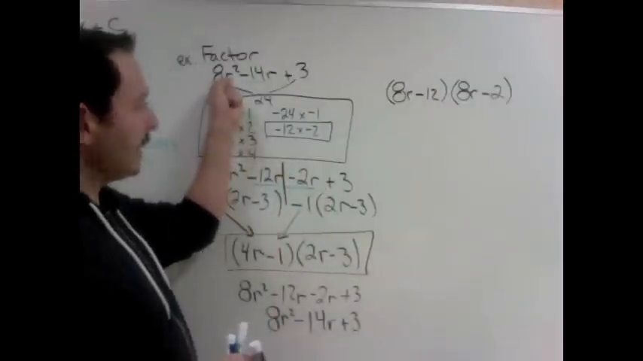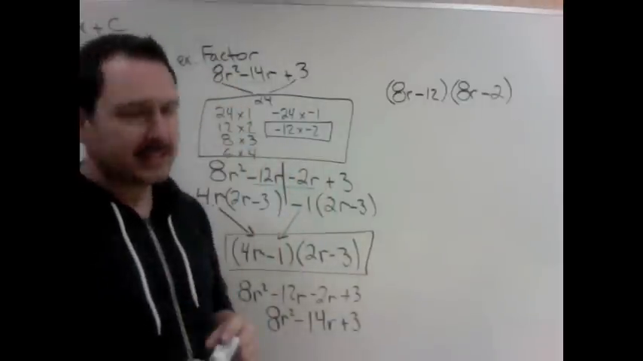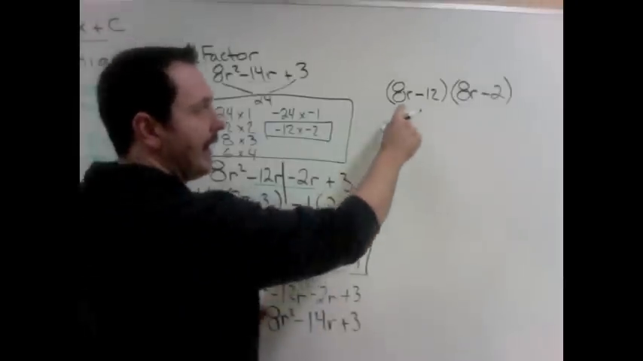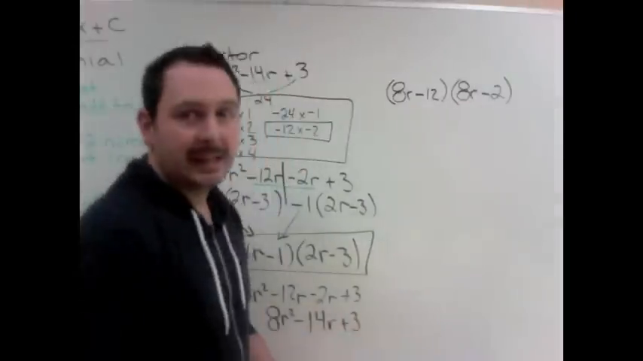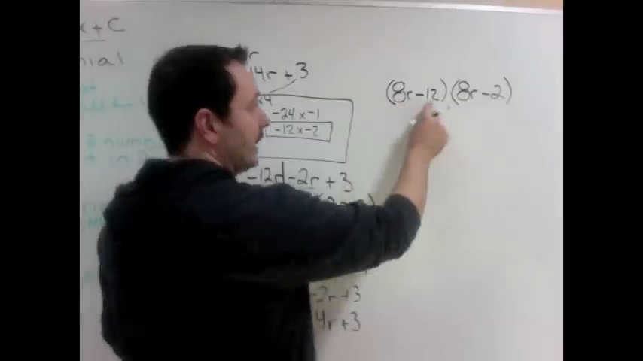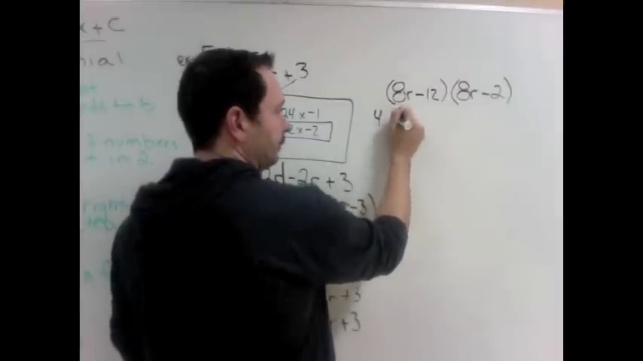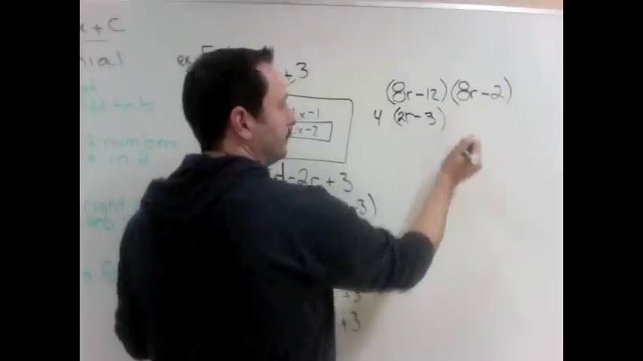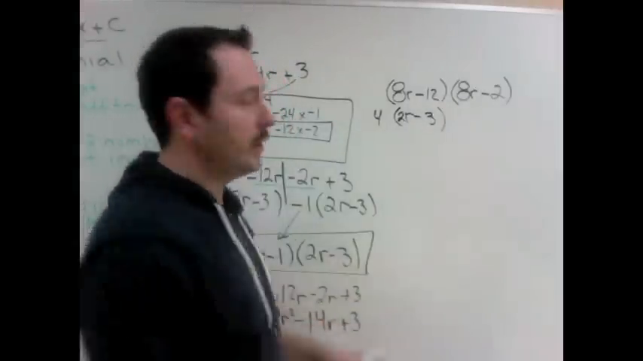And when there was a 1 here, 1r squared, in the last day's lesson, we'd be done. The difference with the shortcut today is anything that's in common needs to go away. So 8 and 12 have a 4 in common. So I get 2r minus 3. These have a 2 in common.